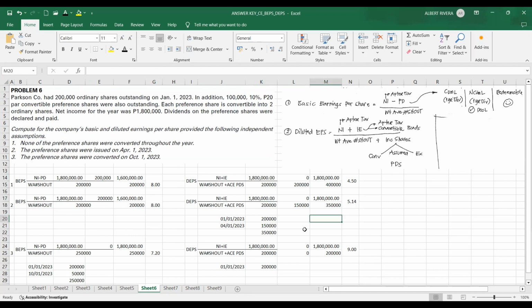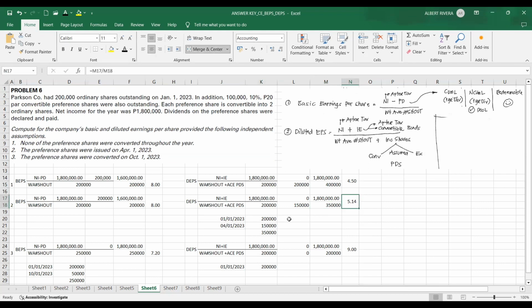So this is 200,000 outstanding for 12 months over 12. And this is assumed to have been converted April 1. So this is 100,000 times 2. Each preference is convertible into 2. So 100,000 times 2 times number of months outstanding from April to December, 9 over 12. So this is 150,000. So your denominator would be 350,000. This would now be your diluted earnings per share.